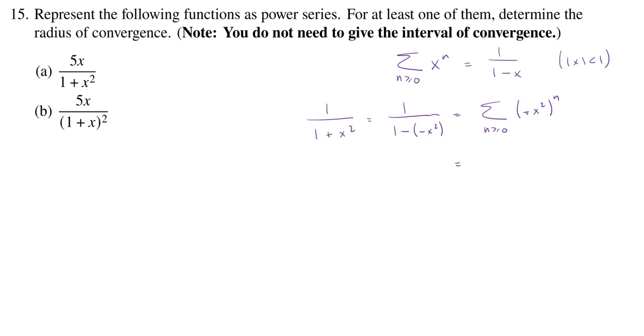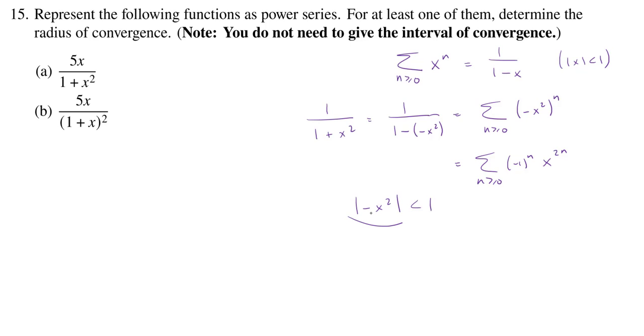So I'm going to pull this negative out as an alternator. And then x squared to the n just becomes x to the 2n. All right, so there's a power series expansion. And in order for this convergence to happen, I knew that whatever I put inside, right, as my geometric series ratio has to have absolute value less than 1. So I would need that the absolute value of negative x squared is less than 1.